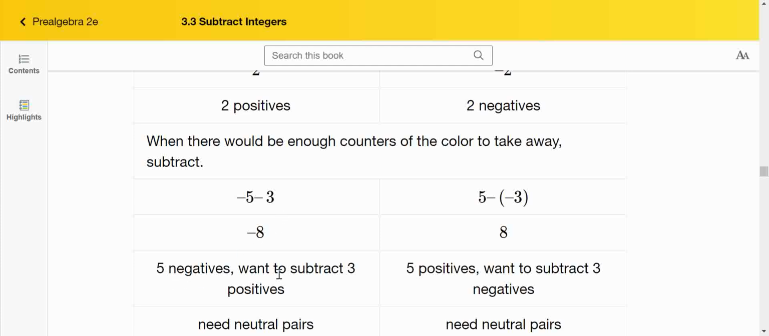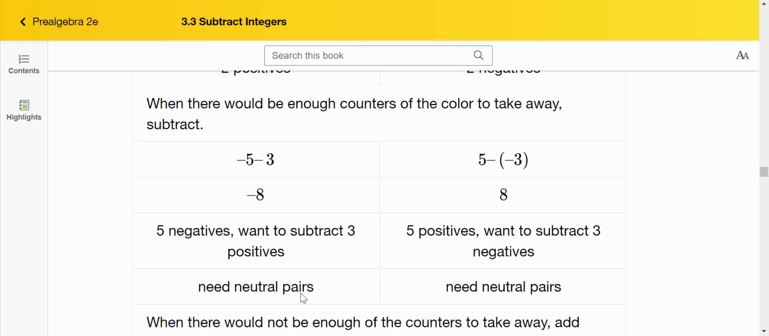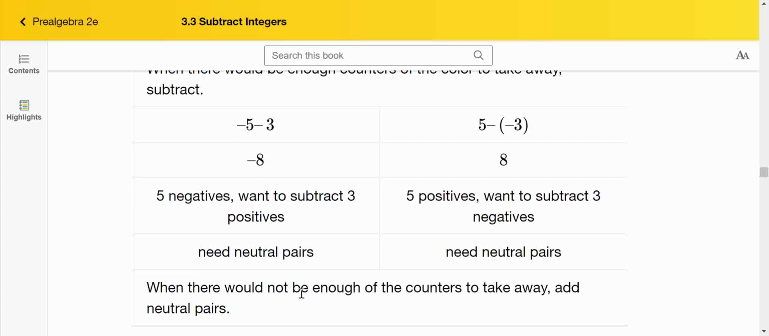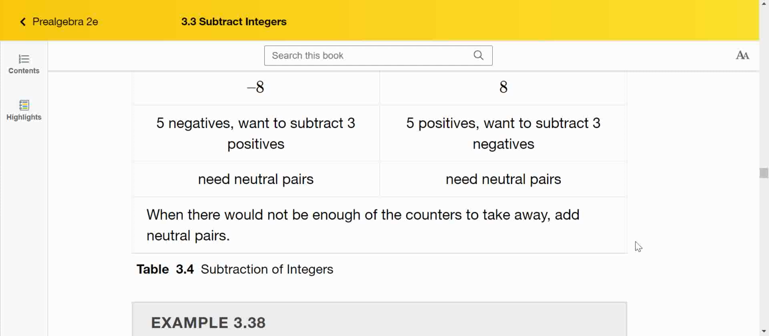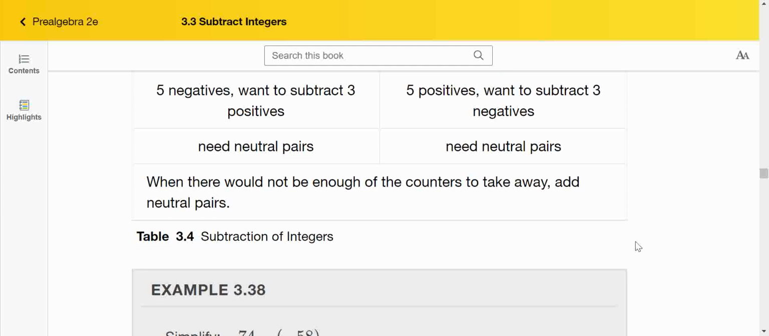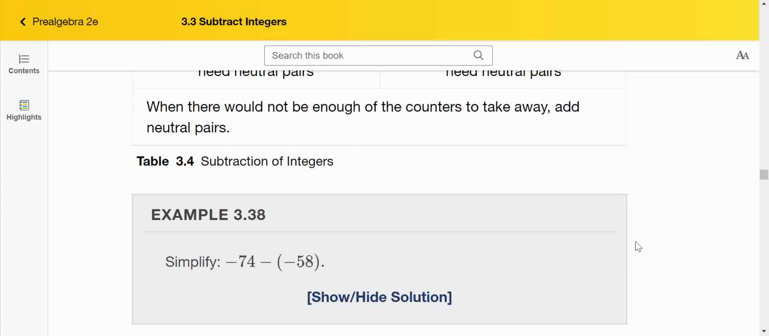So 5 negatives, we want to subtract 3 positives. We need neutral pairs. When there would not be enough of the counters to take away, add neutral pairs. And here 5 minus negative 3 is 8. 5 positives, we want to subtract 3 negatives. We'll need neutral pairs. Table 3.4, subtraction of integers.